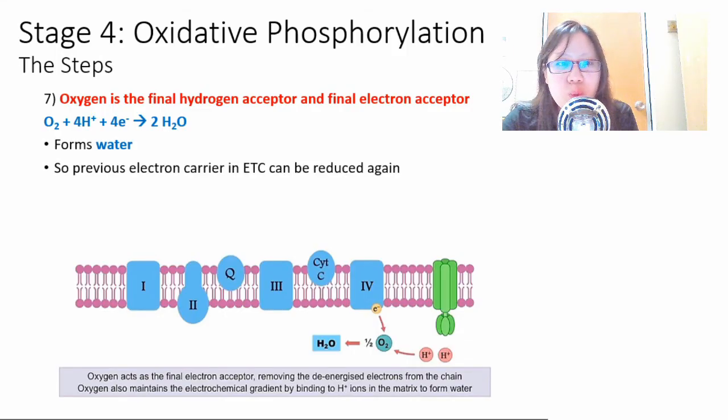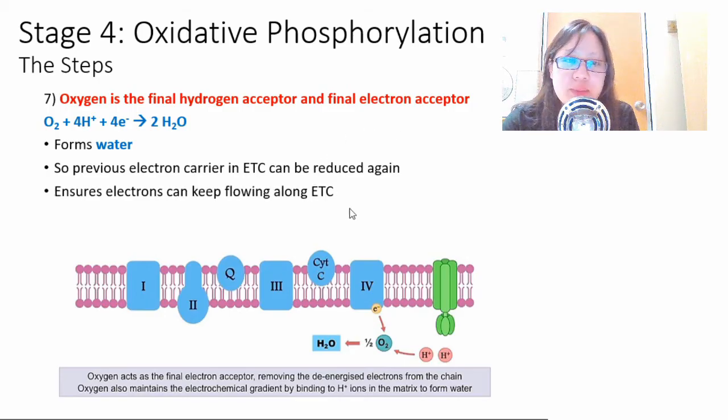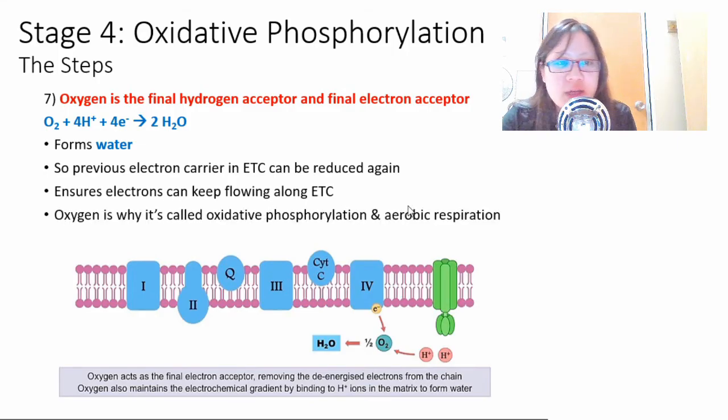It forms water, so the previous electron carrier in the ETC can be reduced again. Without oxygen, all these processes will stop. Okay, you must have a final electron and hydrogen acceptor. With it present, it can ensure electrons keep flowing along the electron transport chain.